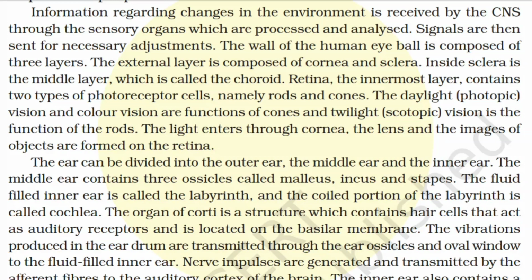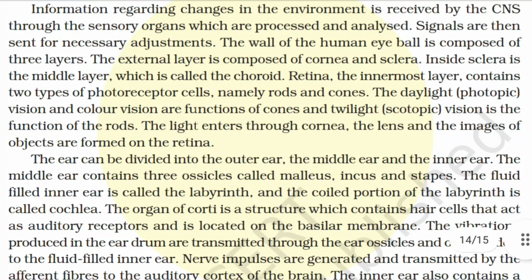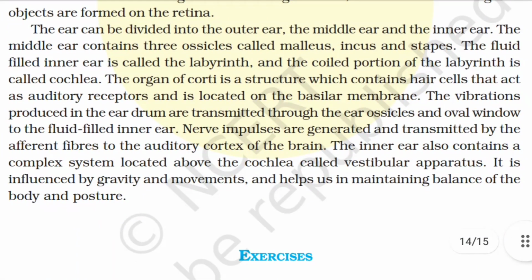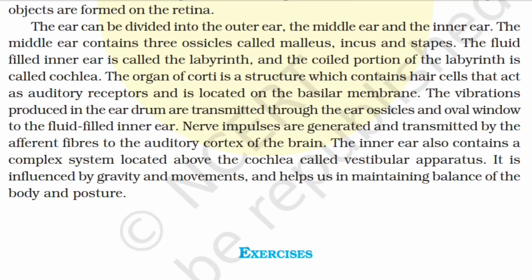Retina, the innermost layer, contains two types of photoreceptor cells, namely rods and cones. The daylight or photopic vision and the color vision are functions of cones, and twilight or scotopic vision is the function of the rods. The light enters through cornea, the lens, and the images of objects are formed on the retina.